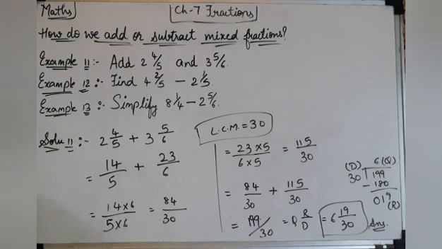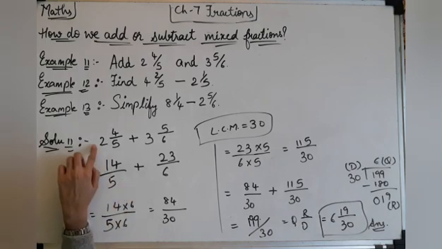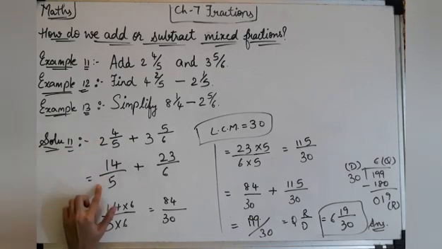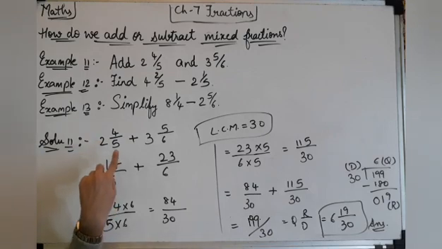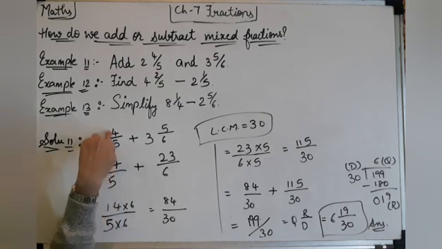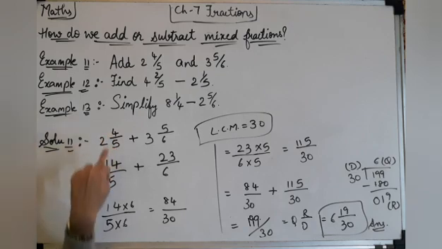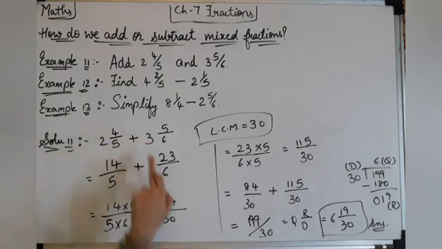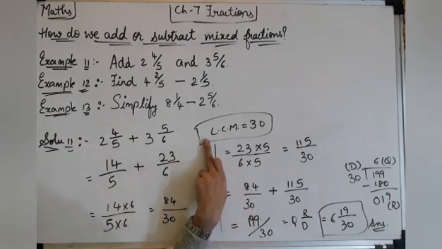I hope that you have understood. In the first step, we converted the mixed fraction to an improper fraction by using the formula: denominator multiply whole number, plus numerator. So it came 14 upon 5. Like that only we have done here. Then we took out the LCM. This was the third step.